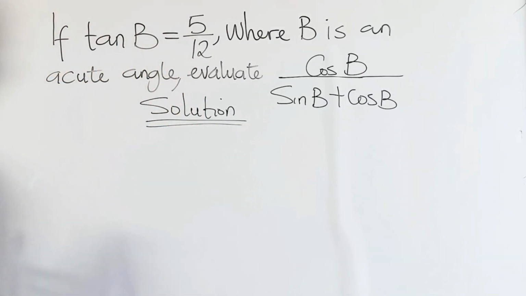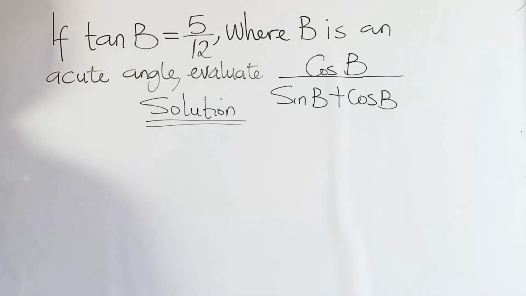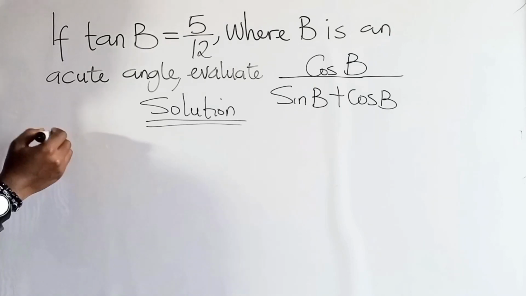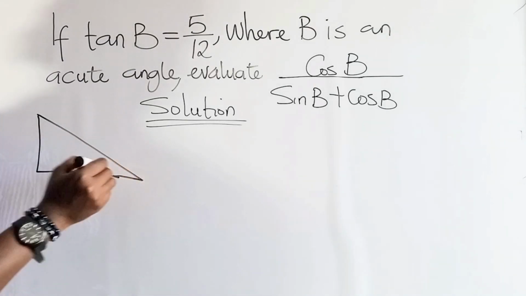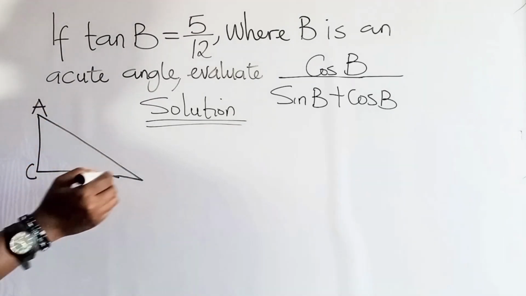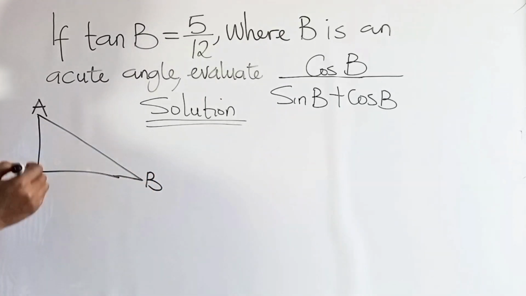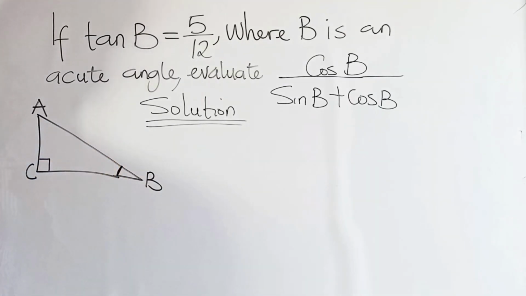To solve this is very easy. So the first thing that I'm going to do here is to draw a right triangle. Why? Because we are going to use that to identify the sides that are given in the question. Okay, so if this is our right triangle, let's call this angle A, we call this angle C, and we call this angle B. So this is the right triangle and this is the given angle.